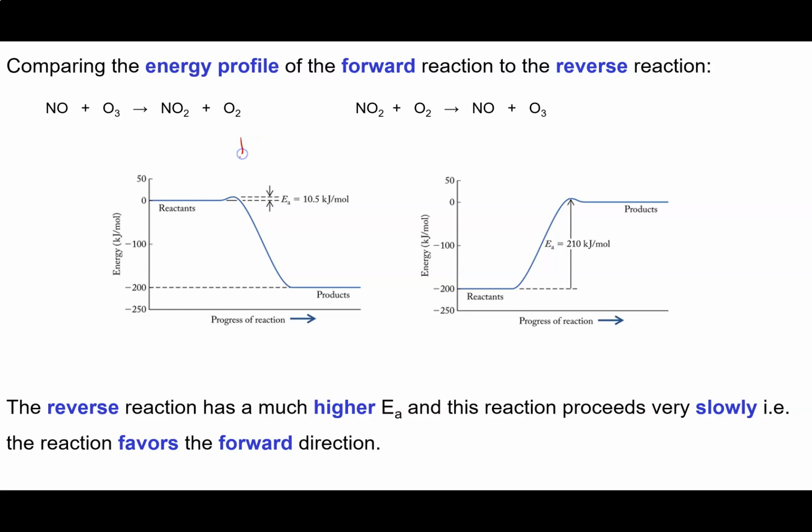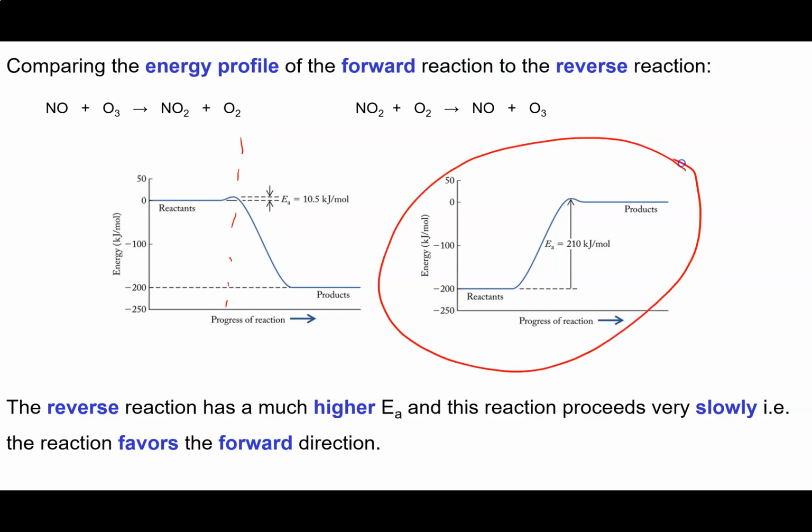Now let's just mirror this curve around the transition state. So what we've got now is a curve over here where what was the products are now the reactants, and what were the reactants are now the products. And so what you see here for this reverse reaction is the activation energy is a lot higher. So what does this mean? It means that the reaction is pretty quick in the forward direction and very slow in the reverse direction. So the reaction favors the forward direction.